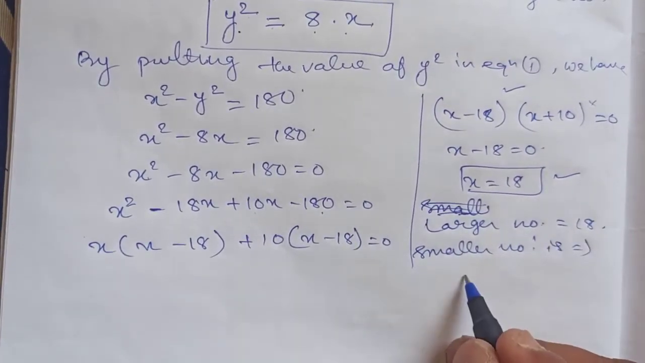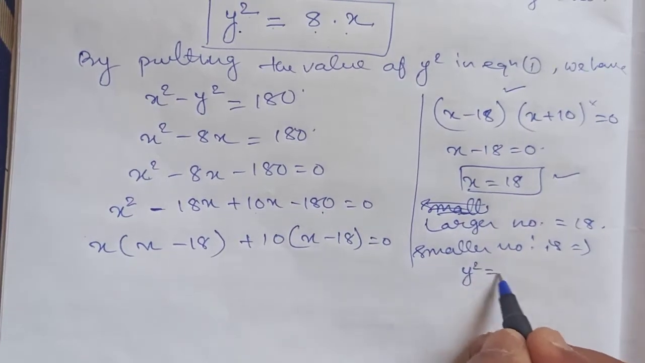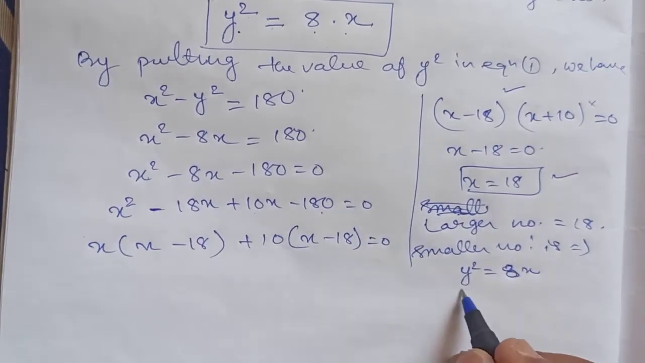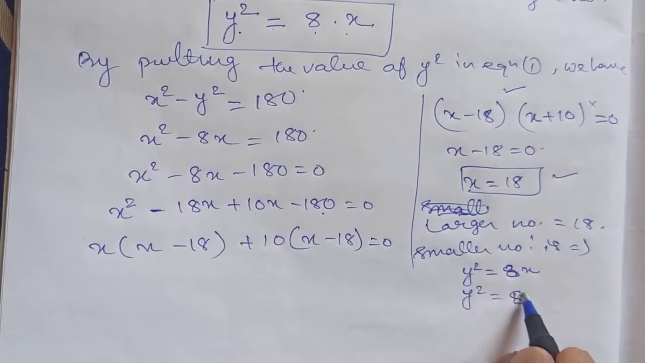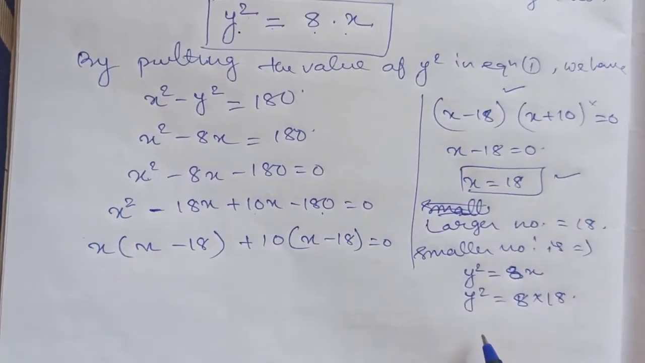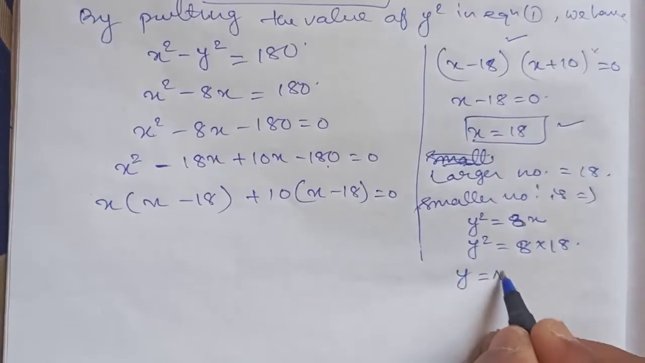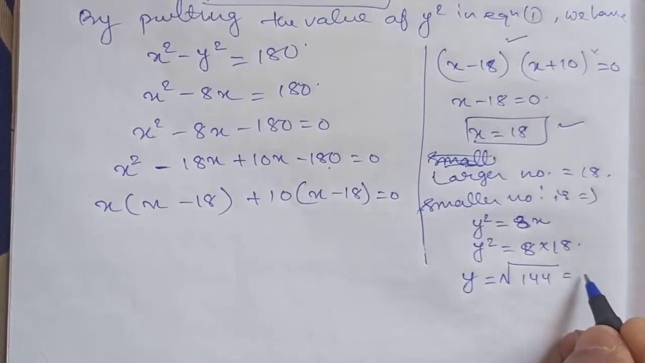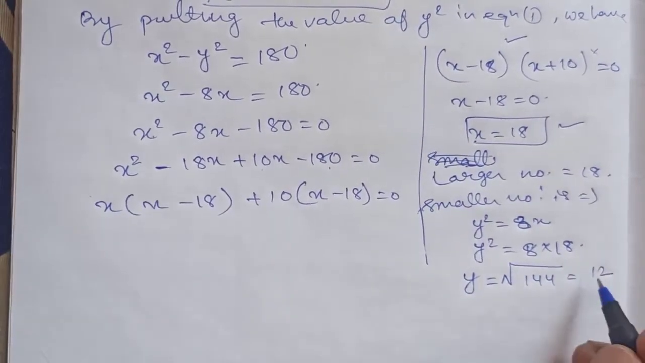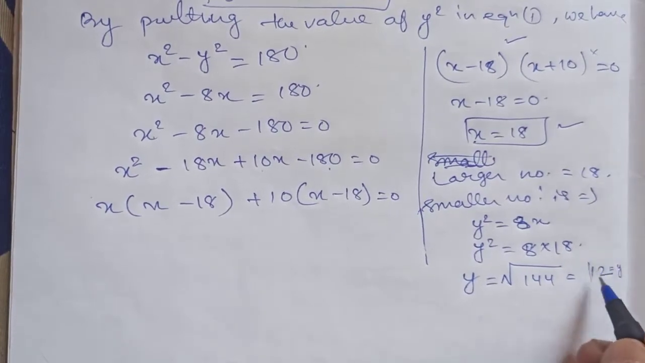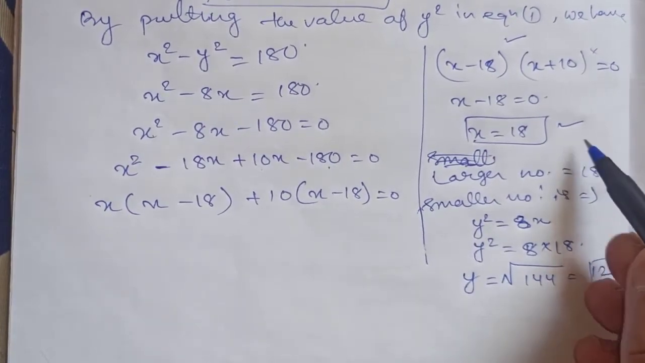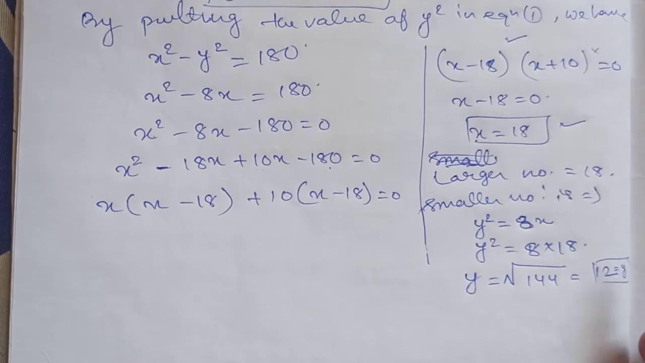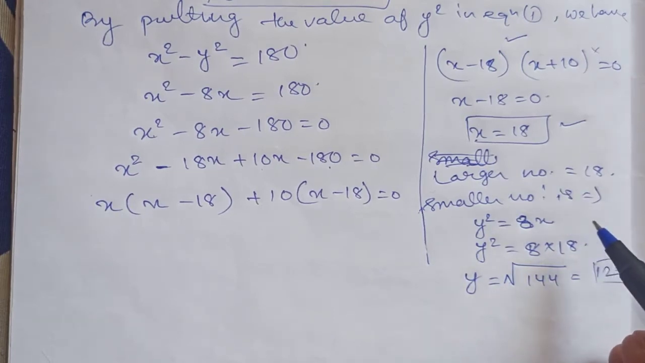Smaller number is, what is the relation of the smaller number? y square equals 8x. So y square equals 8 into 18. y equals root over of 18 times 8, which is 144. Square root of 144 is 12. So this is the value of the smaller number. Larger number we got 18, smaller number we got 12. In this way you can easily calculate the value.